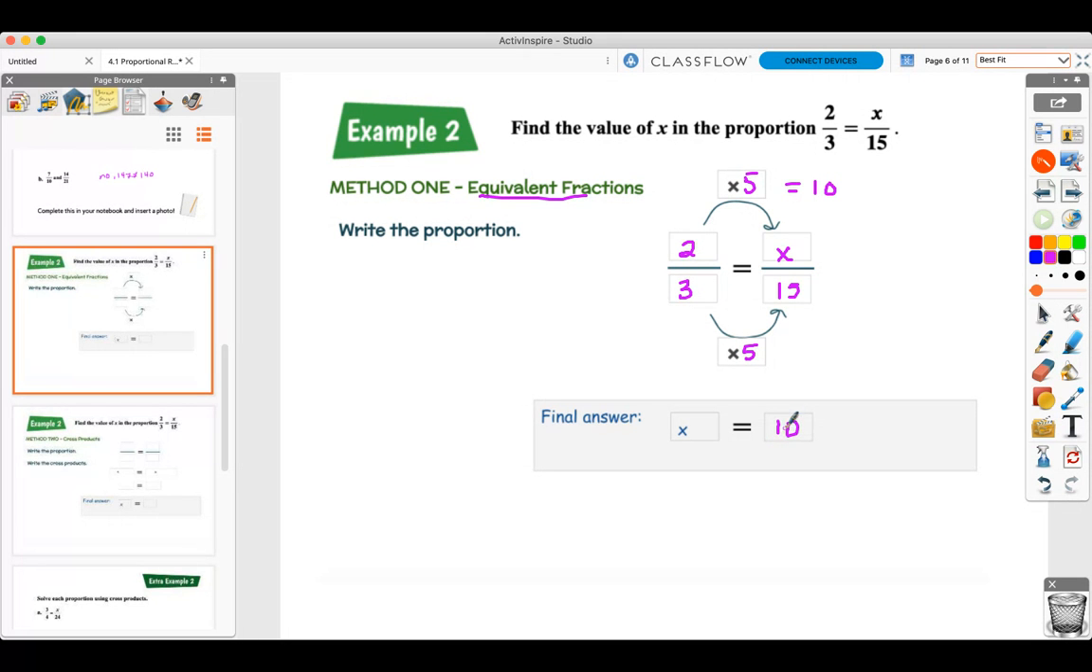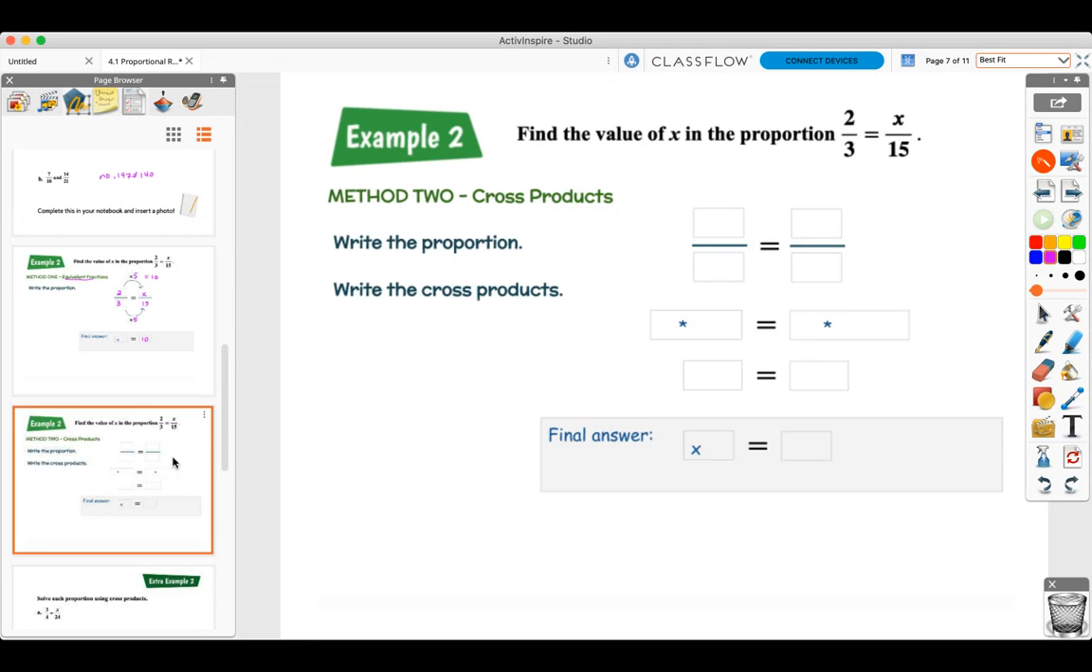But I'm telling you guys that this is not a method you can use every single time. It really depends on the problem. Let's do the same problem using cross products. So you're going to set up your proportion: 2 over 3 is equal to x over 15. And now remember, you're using cross products, so you are going to use a butterfly method to do cross multiplication. You can only do this because there's an equal sign in the middle.